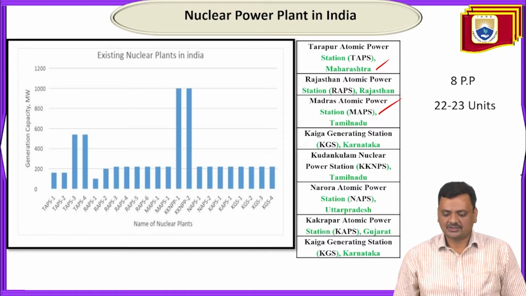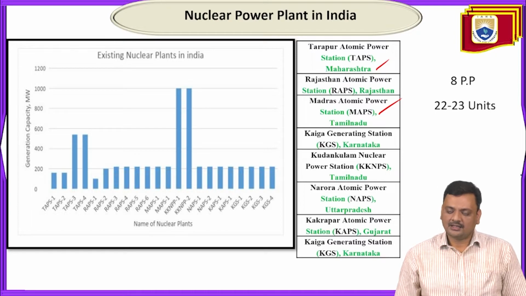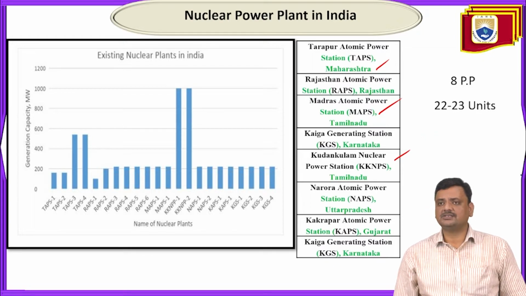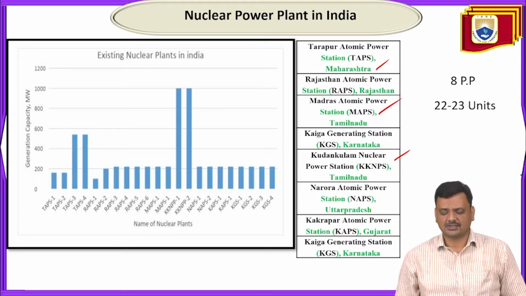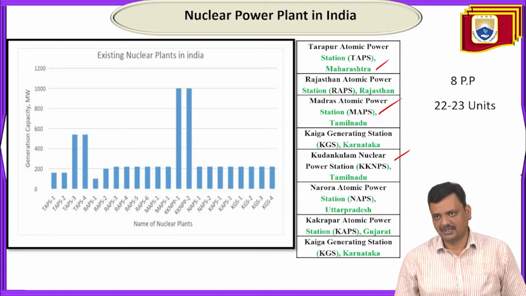The next one is Kaiga Generating Station. Its short name is KGS. It is located in Karnataka. In Tamil Nadu, there is another one, which also has the largest capacity of nuclear power generation in India, and it is Kudankulam Nuclear Power Station, that is KKNPS.